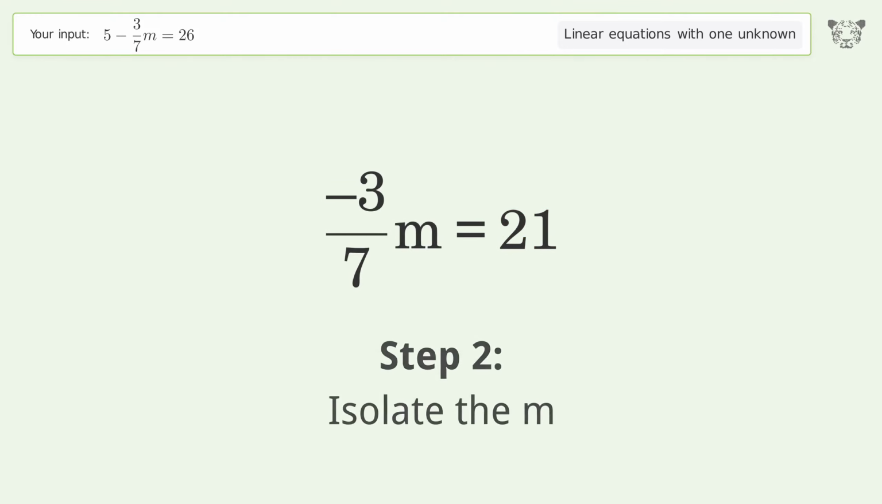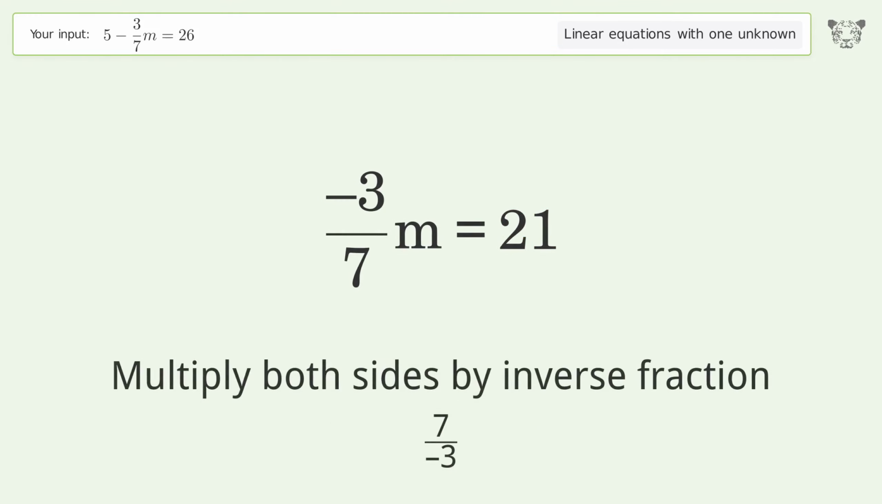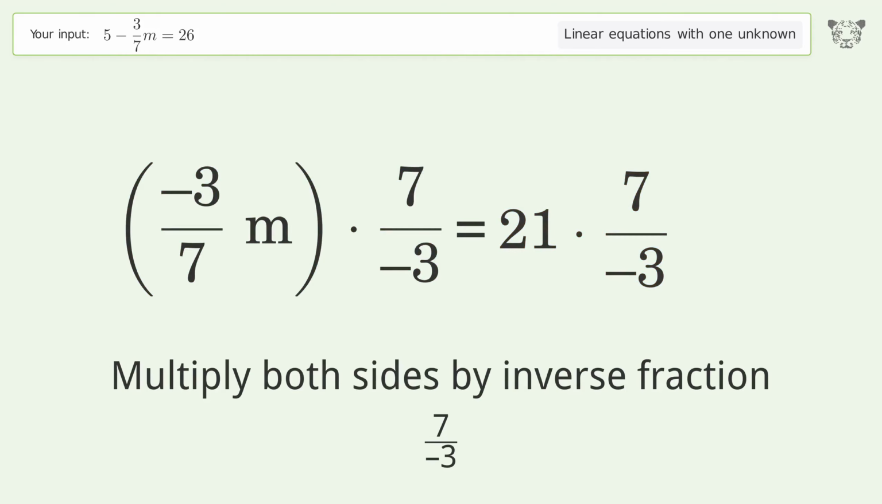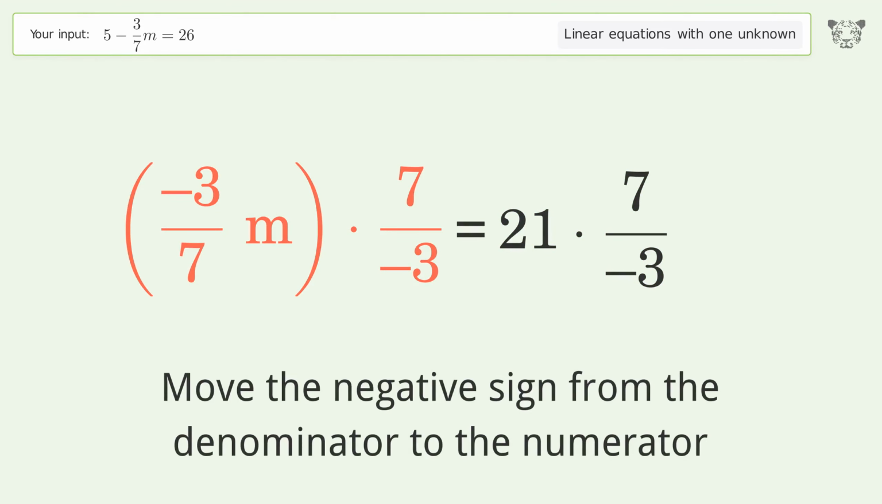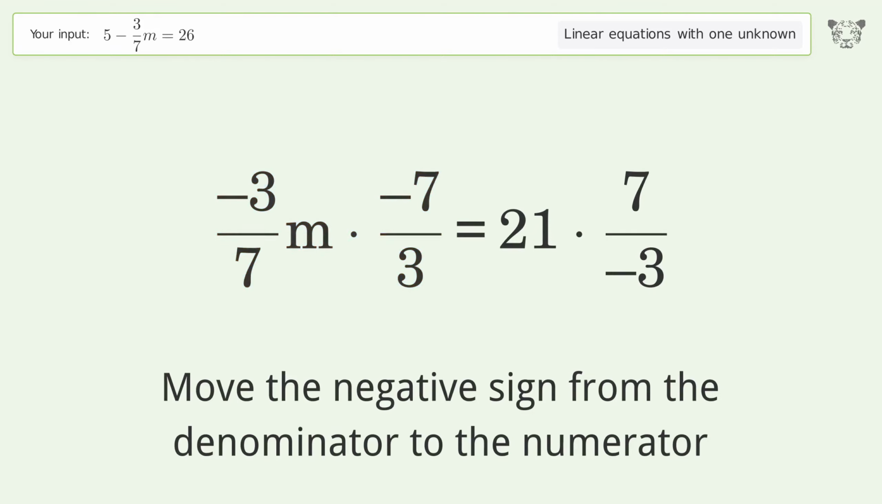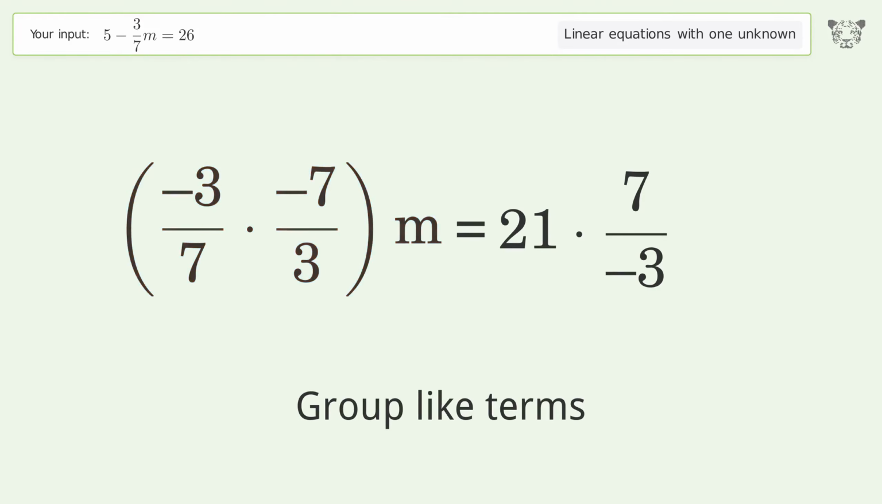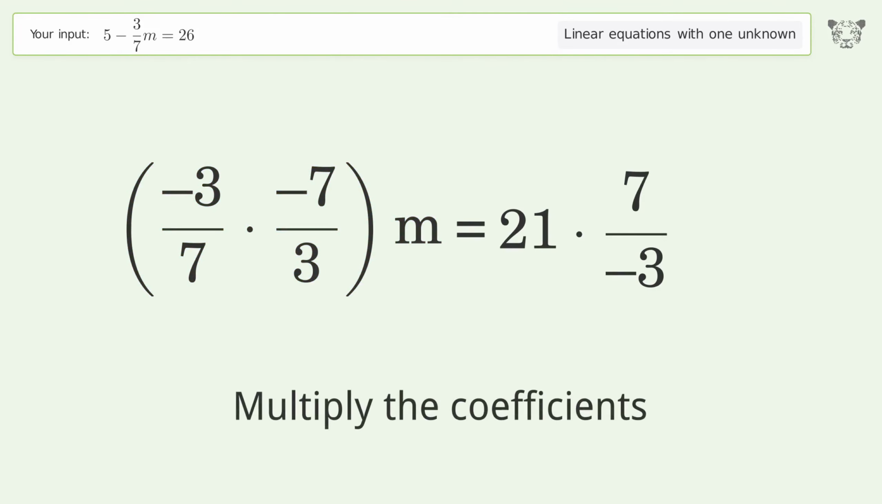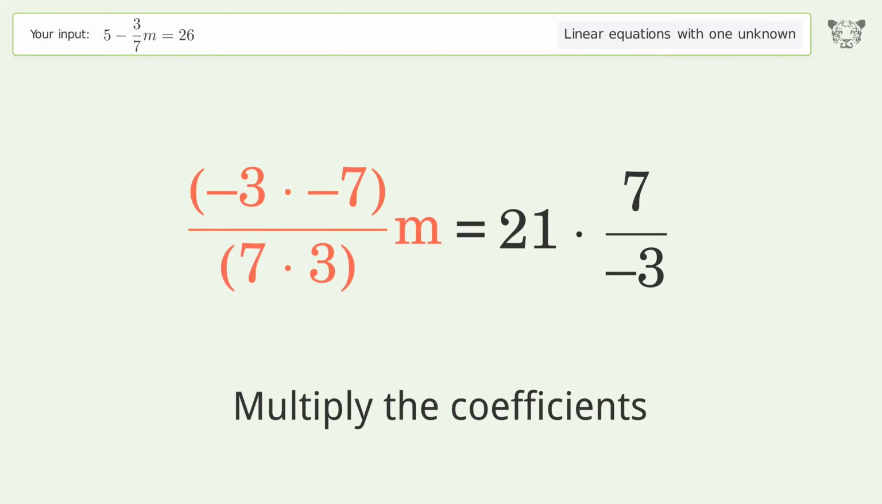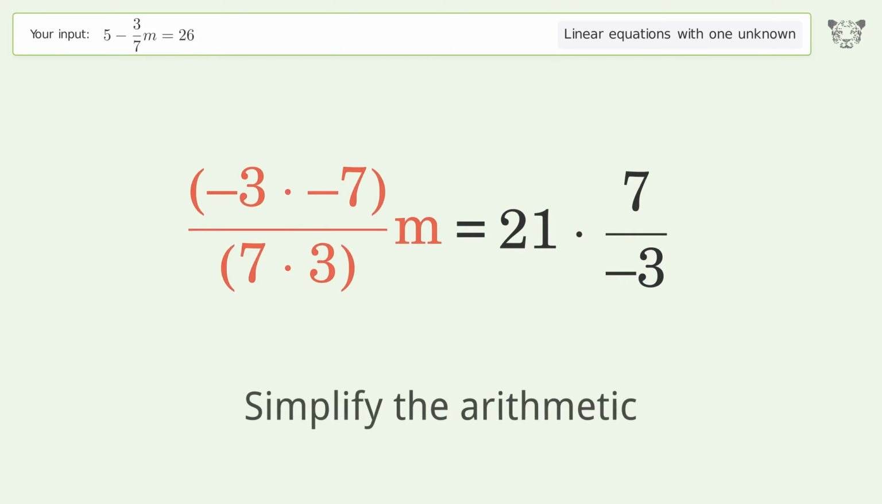Isolate the m. Multiply both sides by inverse fraction 7 over -3. Move the negative sign from the denominator to the numerator. Group like terms. Multiply the coefficients. Simplify the arithmetic.